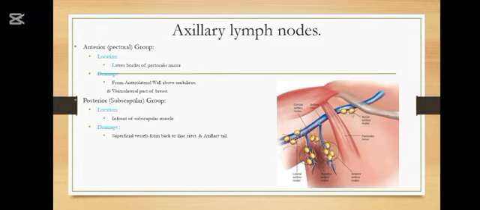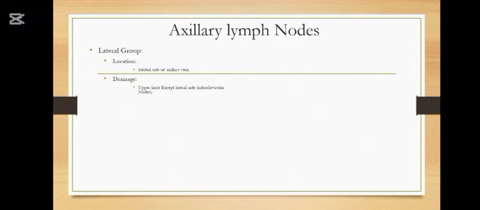The posterior group, which is also known as the subscapular group, is present in front of the subscapularis muscle. Its drainage area is the superficial vessels from the back and the axillary tail of the breast. In this diagram, you can see that there is the anterior group and the posterior group. Now we will discuss the lateral group.